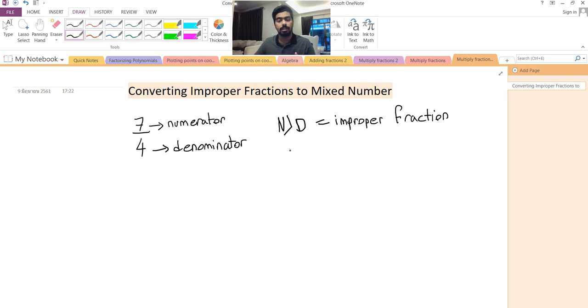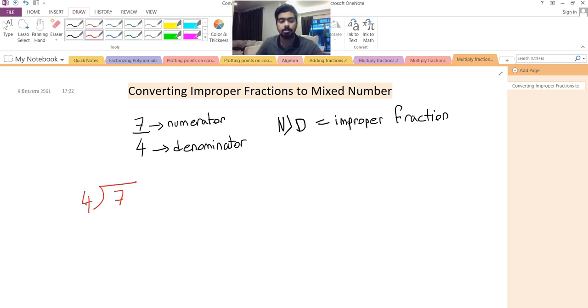So let's now convert an improper fraction to a mixed number. And how we do it is by long division. If you don't know what long division means, long division is just dividing numbers. It's a pretty cool name. Anyway, let's convert this question itself. We divide 7 by 4 using long division. So let's do that. 7 divided by 4.